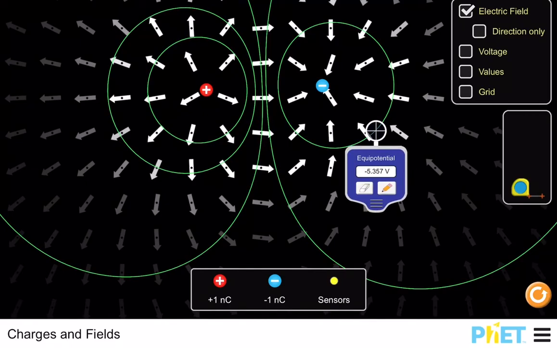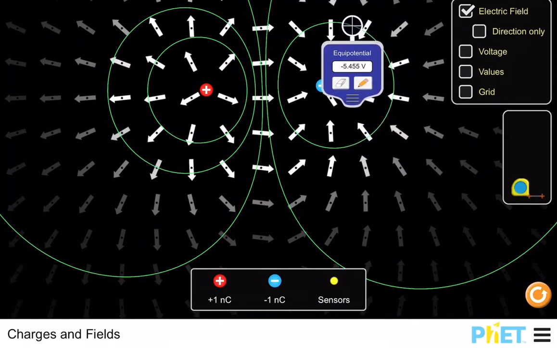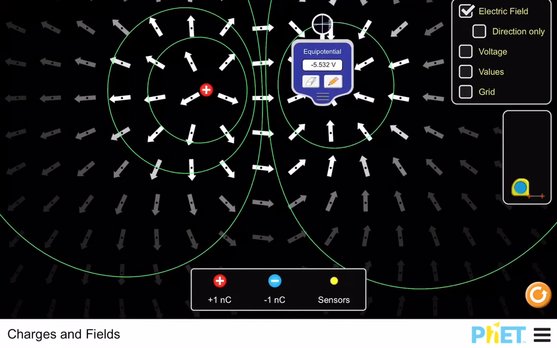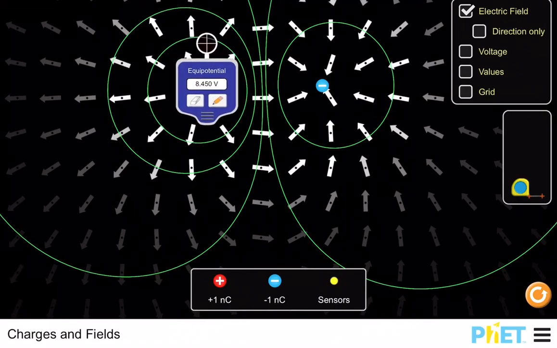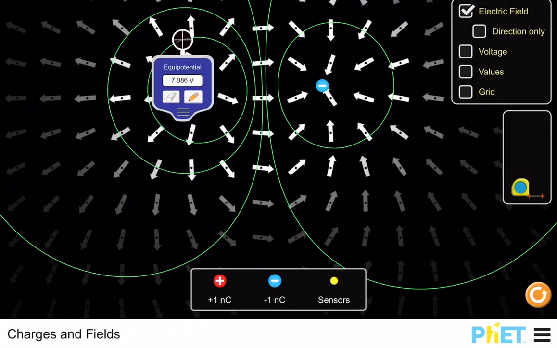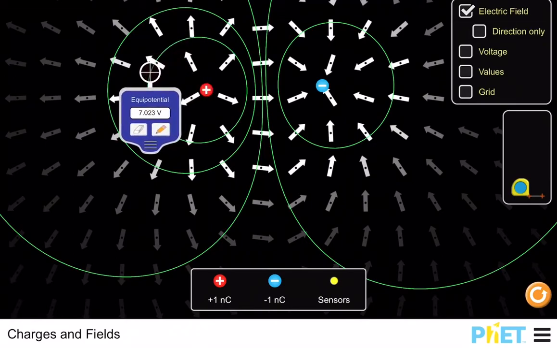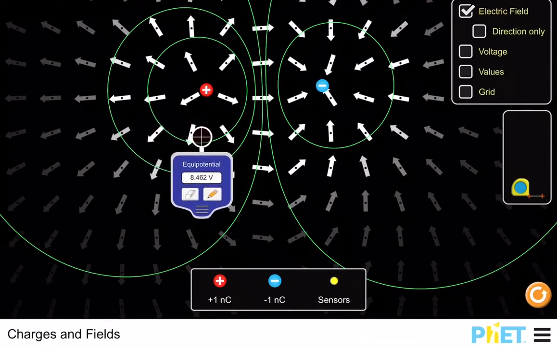If I measure the electric potential at this point, it is minus 5.53 volts. If I measure at any point on this line, I should get exactly the same value. Any point on this closed contour gives exactly the same value. That's why it is called the equipotential line. Even here, if I measure, this one is negative because it is closer to the negative charge, and this one is positive. And again, at any point on the line, it's the same value. That's why it is called the equipotential line.